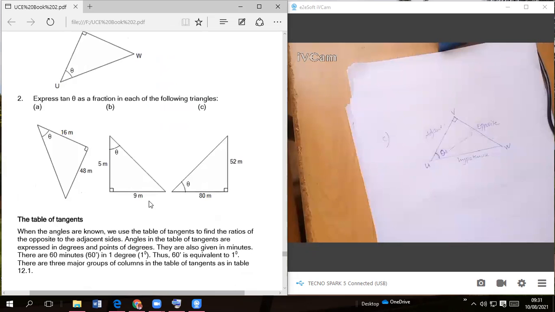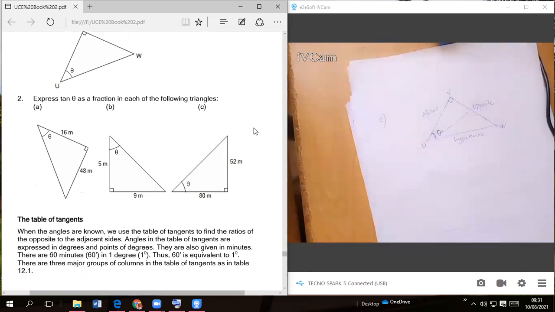Okay, so let us go to number 2. Number 2, they are saying: express tan theta as a fraction for each of the following triangles. So we are not going to find the actual answer of tan theta, but they want us to express tan theta in terms of a ratio, in terms of a division, this divided by this, full stop.